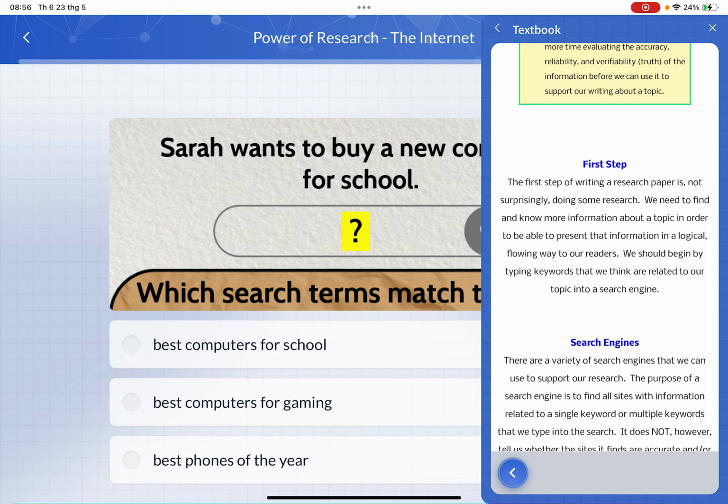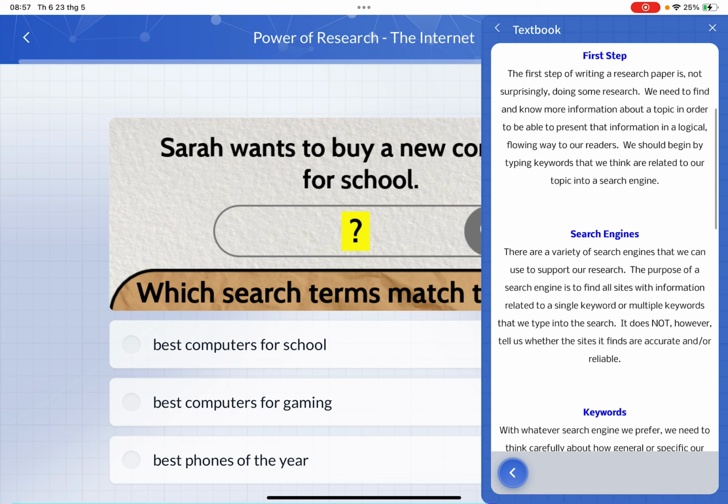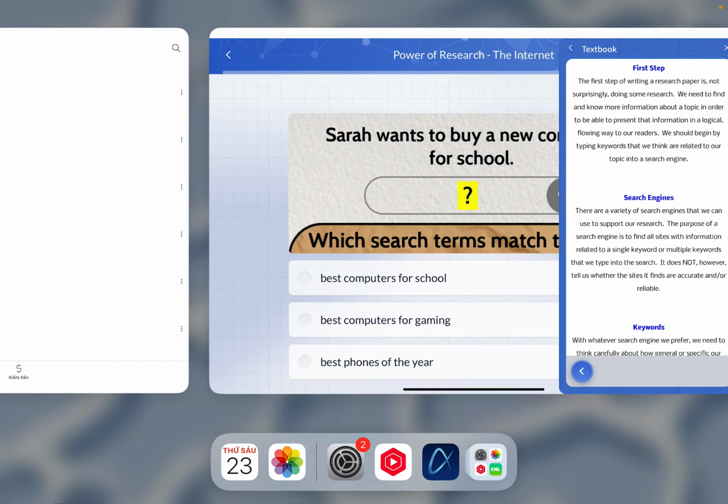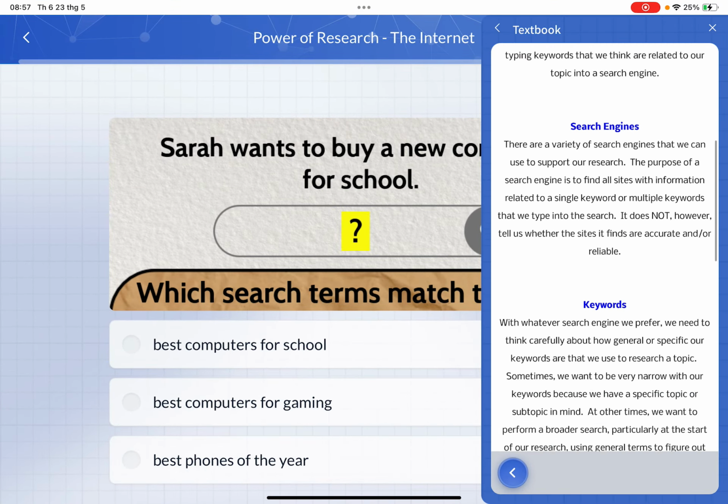So when we're researching, we would type brown bear in the search engine. Now, there are a variety of search engines that we can use to support our research. The purpose of a search engine is to find all sites with information related to a single keyword or multiple keywords that we type into the search. It does not, however, tell us whether they're cited, fine, accurate, or reliable. So the part where you have to find out whether it is reliable or not is your own choice.